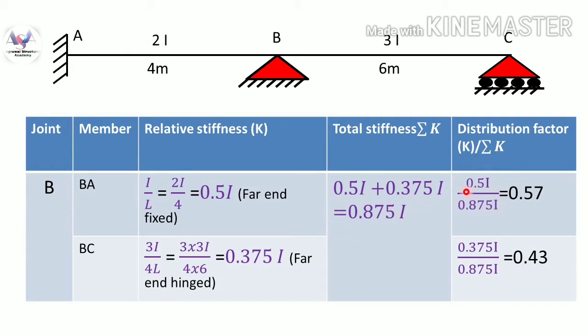0.875. So we keep it here, and here 0.5I is the relative stiffness of the individual member. So the ratio of this is equal to the distribution factor 0.57, and here we put this 0.375I, K divided by the sigma K, so that is equal to 0.43. And one more thing, always at the joint, the summation of the distribution factors is always 1.